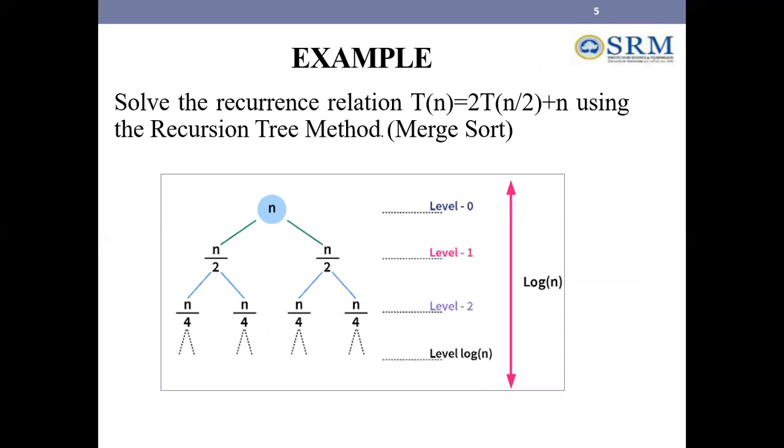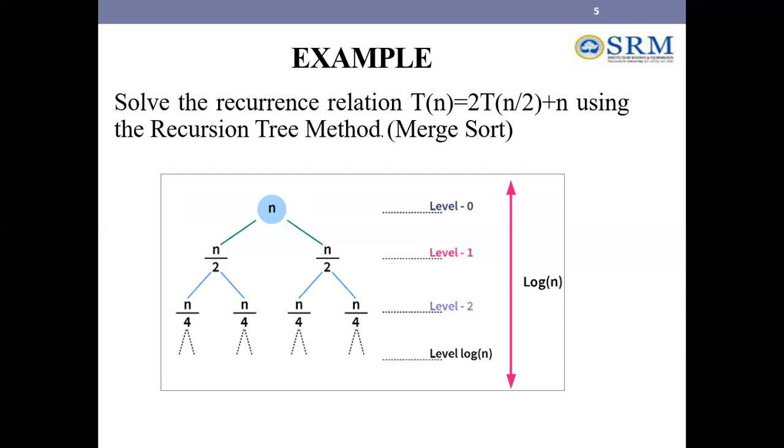Example: solve the recurrence relation T of n is equal to 2T of n by 2 plus n using the recurrence tree method. This is the example for merge sort. In merge sort, the problem is divided into two subproblems, that is 2T of n by 2. Each problem has a size of n by 2 inputs. Initially, n inputs are divided into two problems with an equal number of inputs, that is n by 2, n by 2, plus n.